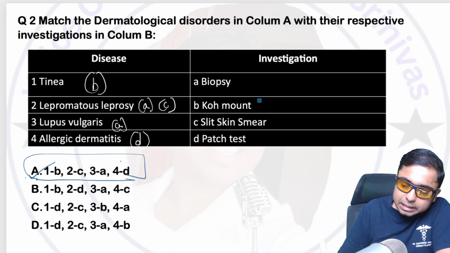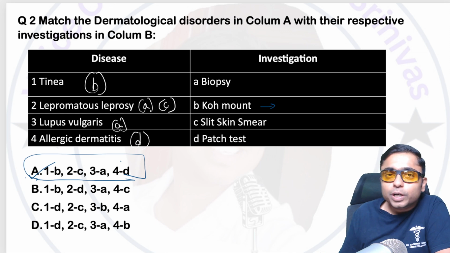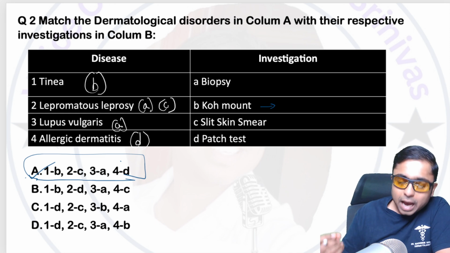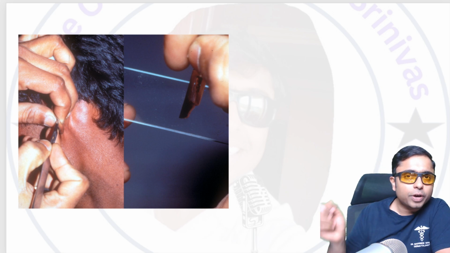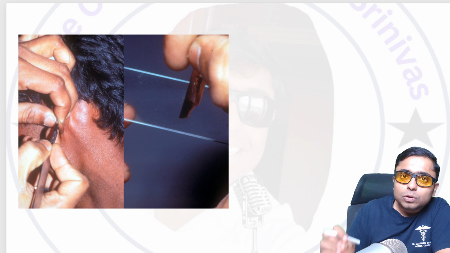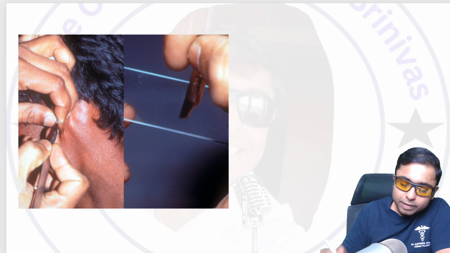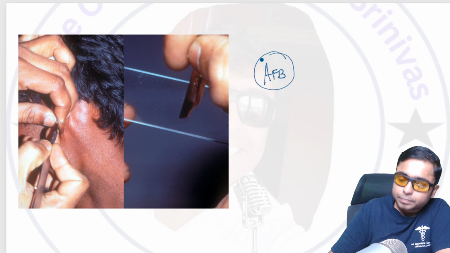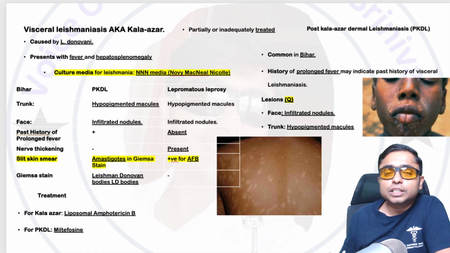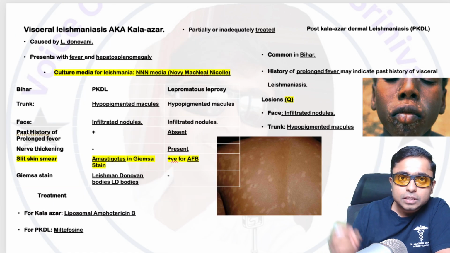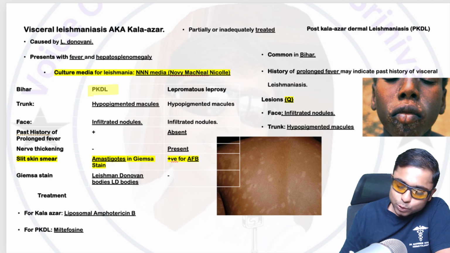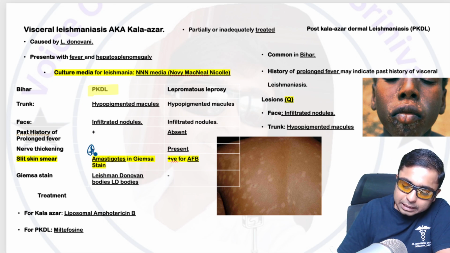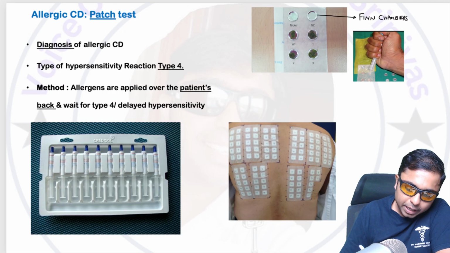So remember, dear students, in the case of tinea, the KOH mount is going to show you the hyphae. And this is a slit skin smear which we take from the earlobe, put over a glass slide, and stain with Ziehl-Neelsen stain to identify the acid-fast bacilli. If you remember, NLEP and the World Health Organization use this as one of the cardinal features to diagnose a patient of leprosy. In the case of PKDL, the slit skin smear is going to identify the amastigotes in the Giemsa stain. Just an add-on point I am trying to tell you.